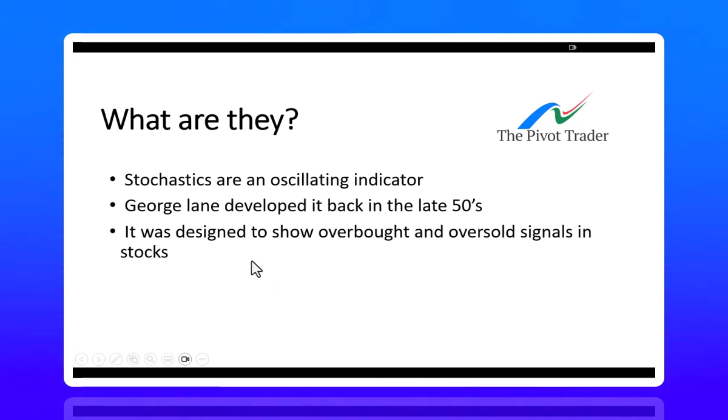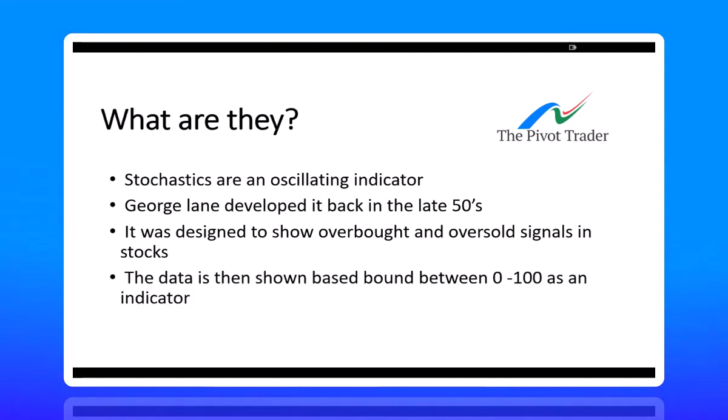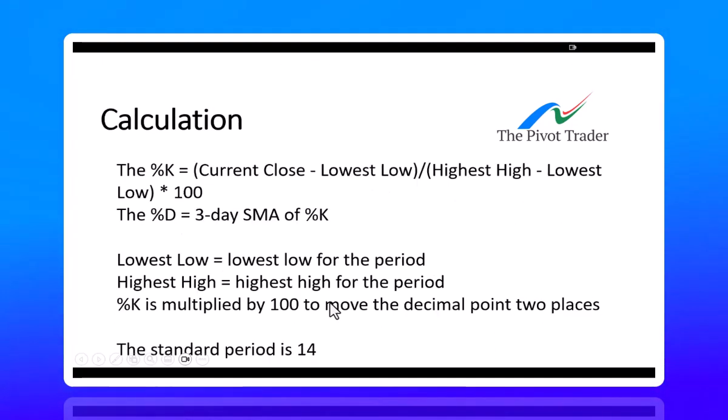He was looking for something which showed him overbought and oversold signals in stocks at the time, and this method of calculation seemed to do the trick for him. The data is shown bound between 0 and 100%, as I've mentioned. The calculation is basically the current close minus the lowest low, divided by the highest high minus the lowest low. So there's the basic calculation. The great thing is you don't need to do any of the calculations, it's all done for you. As you'll see, it's done as percent K, because it's effectively a percentage. So that's the percent K, the stochastic itself.